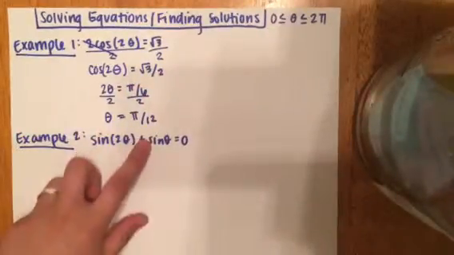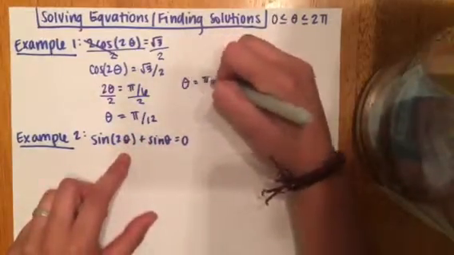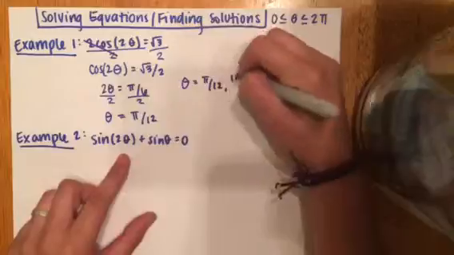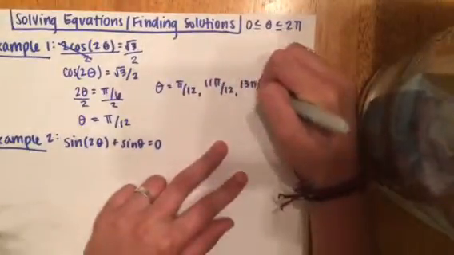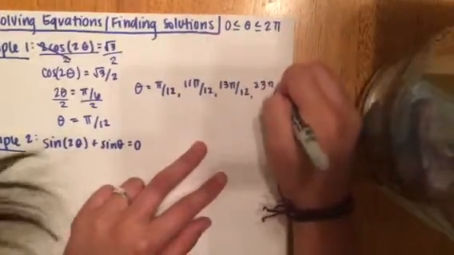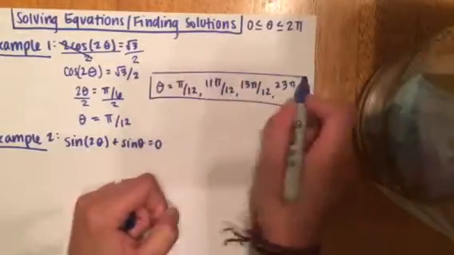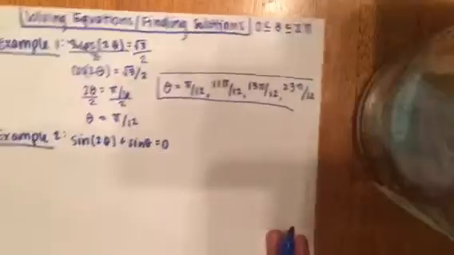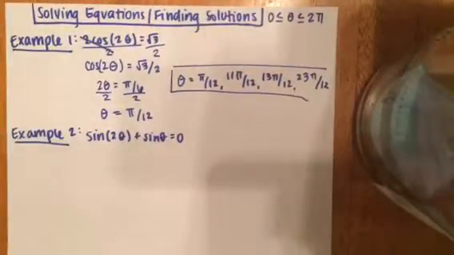Now on the interval, all the possible solutions, therefore, are pi over 12, 11 pi over 12, 13 pi over 12, and 23 pi over 12. And for any types of problems like these, finding the solutions is based solely on knowing the unit circle. So in this second example, we have sine of 2 theta plus sine of theta equals 0.